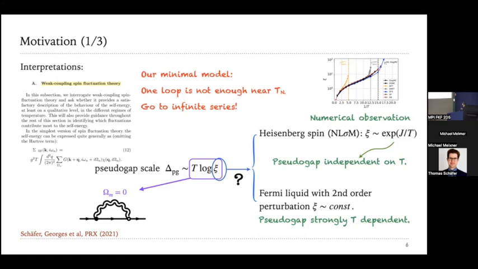However, it is not quite consistent. On the one hand, one starts from a Fermi liquid in one loop theory to obtain the pseudogap scale, and on the other hand, to obtain the pseudogap, one needs to invoke non-perturbative higher order processes. So in our minimal model, we want to show that the one loop is not enough near the Néel temperature, and instead one needs to go to an infinite series consistently.